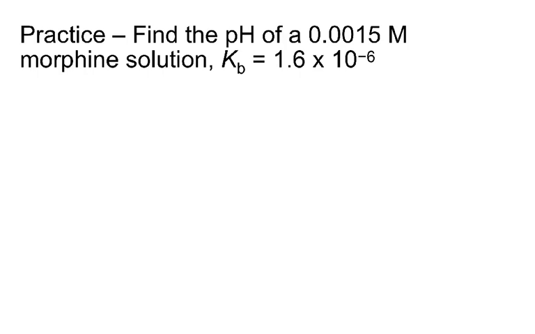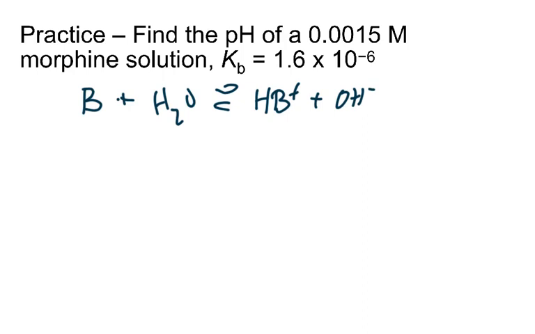Okay, another practice, I would recommend pausing and working this through on your own. Find the pH of a 0.0015 molar morphine solution. Morphine is another amine. The Kb of morphine is 1.6 times 10 to the negative 6. So our generic base plus water is in equilibrium with our conjugate acid plus OH minus.